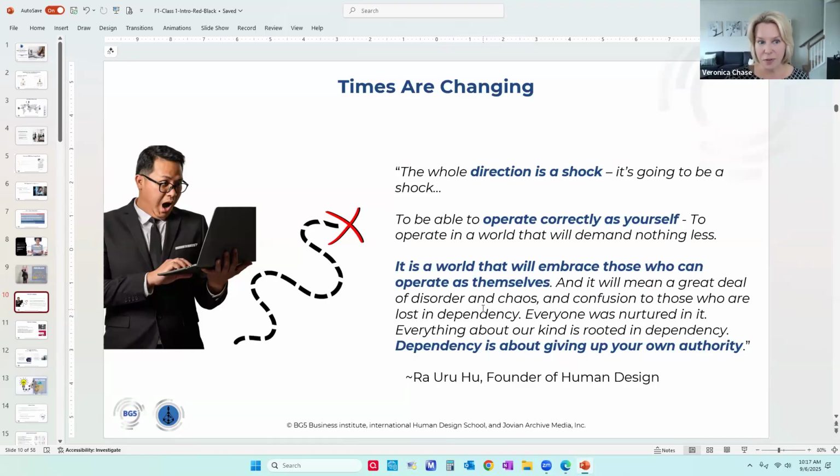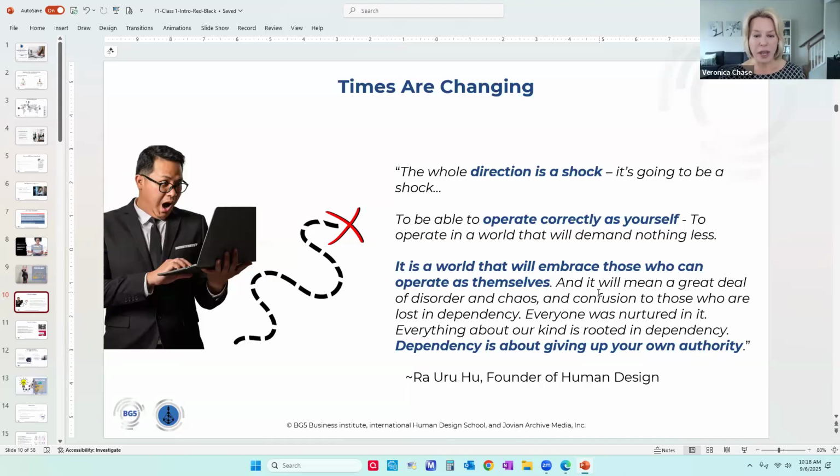And that's also an important thing to know about BG5 and any studies you've done potentially with IHDS: we rely on the source information from Ra. We don't make up other things and say, oh, maybe he meant this or maybe he meant that. No, we use exactly what it was that he received. And in the BG5 world, we apply that to work and career. So this is about learning how to operate correctly as yourself.